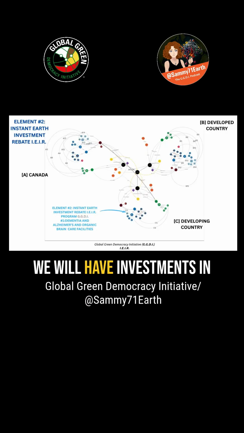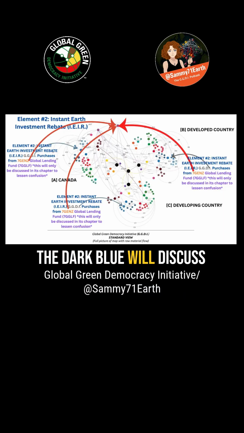For C, developing countries, programs will be different to begin with until they have the system in place to mirror A, Canada, and B, developed countries. And I chose this program and pathway to start with. We will have investments in elder care for people with dementia and Alzheimer's, and any leftover monies will be funneled into any other need not already spoken of in the GGDI system. That way, the money will be used in a way that will benefit their people. The dark blue will discuss the purchases and go through the stages of execution of the system in its chapter.